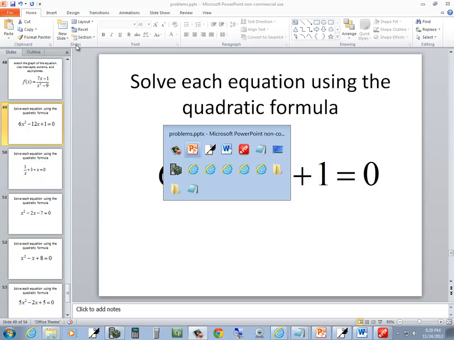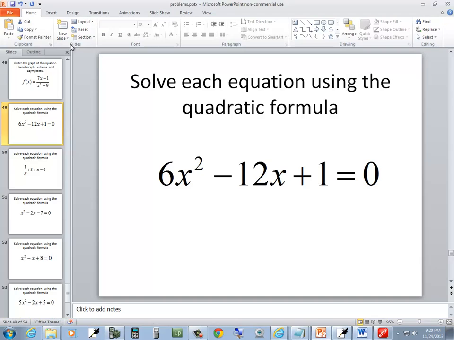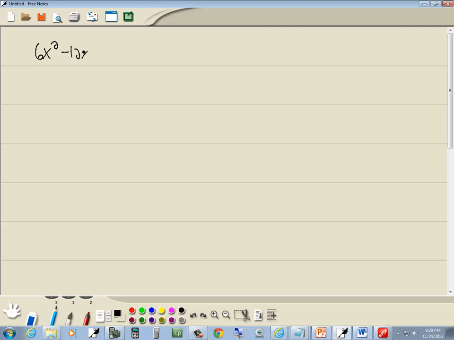Take a look at this problem. We got 6x squared minus 12x plus 1 equal to 0, and we'll solve this using the quadratic formula. Well, the first part is you have to have 0 on one side, which we do. So let's identify our a, b, and c.